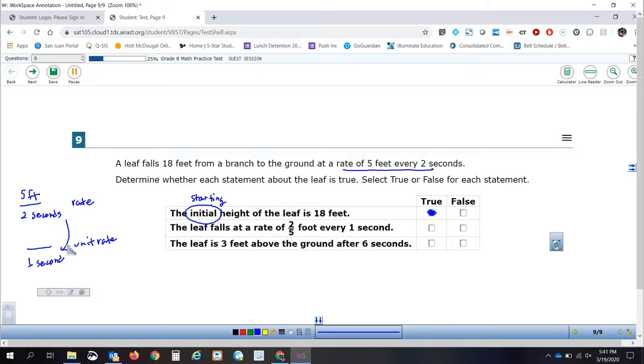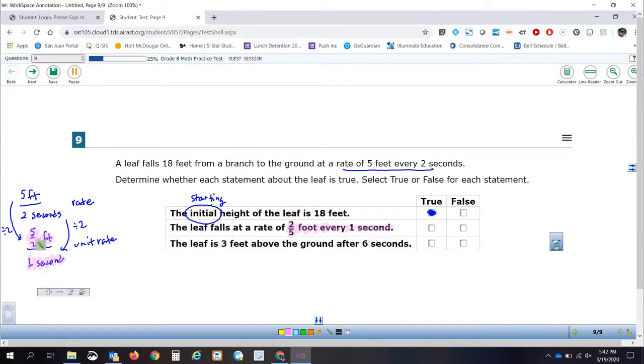And how do you get from 2 seconds to 1 second? You divide by 2. So to get a unit rate, I need to divide the seconds by 2. And guess what else I need to divide by 2? I also need to divide the distance by 2. So I get 5 divided by 2 feet. So if you take a look at that, 5 divided by 2 feet over 1 second, is that what this says?